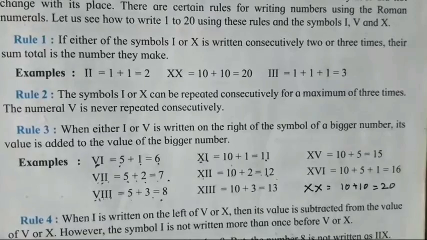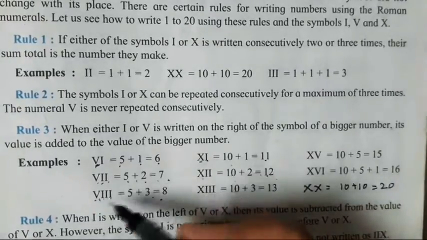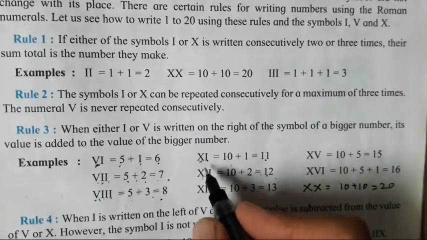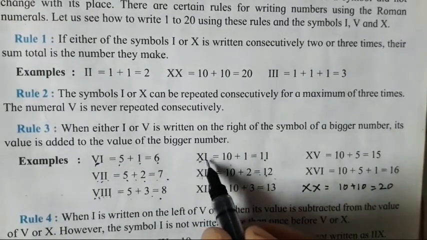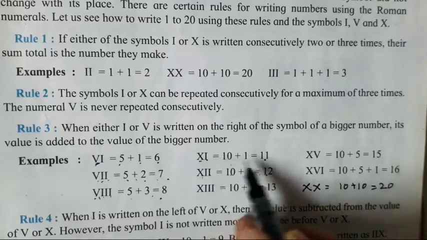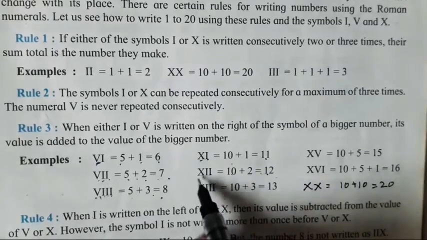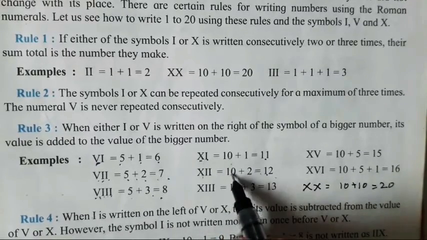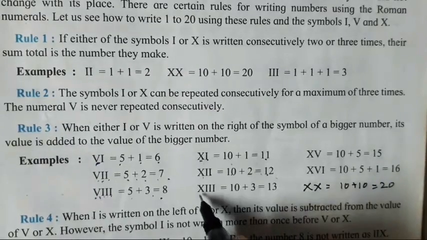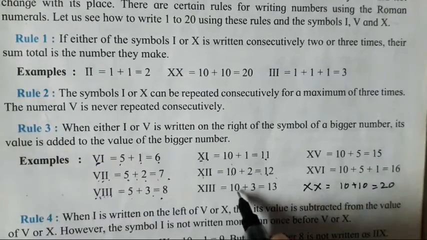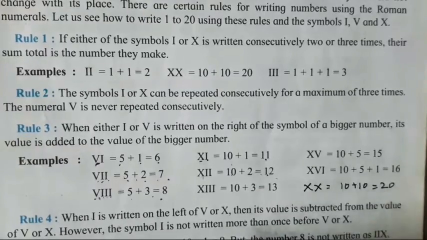You all can revise it. These are a few examples. This is for V. I will explain for X also, so that it is clear to everyone. X and I. X means 10, I means 1, so it will be 11. X and double I, so 10 plus 2 is going to be 12. X plus triple I, so X plus 3 is going to be 13.